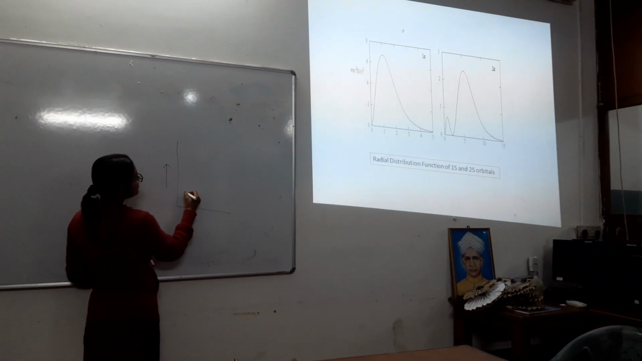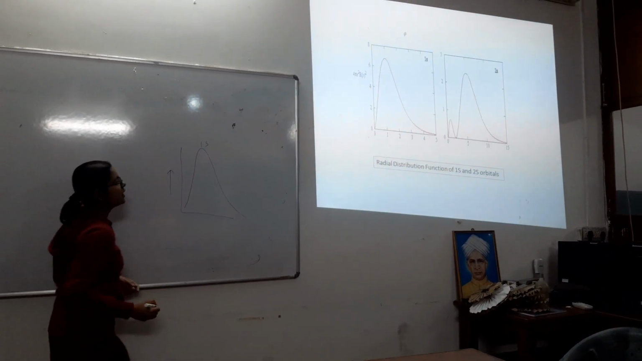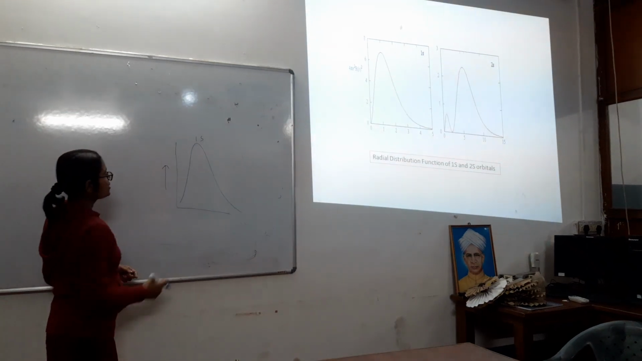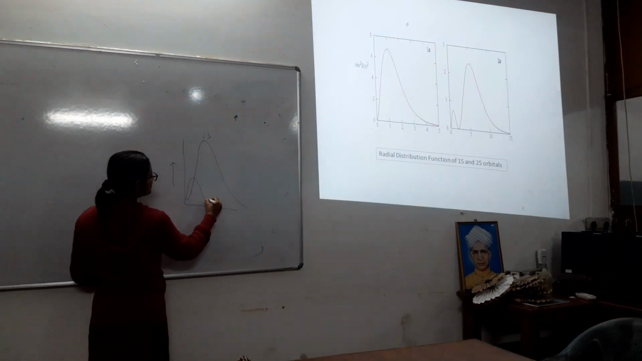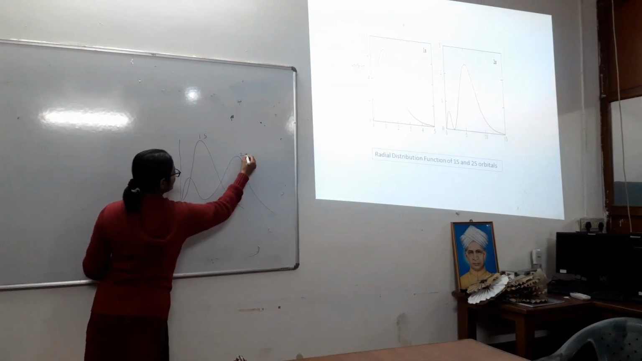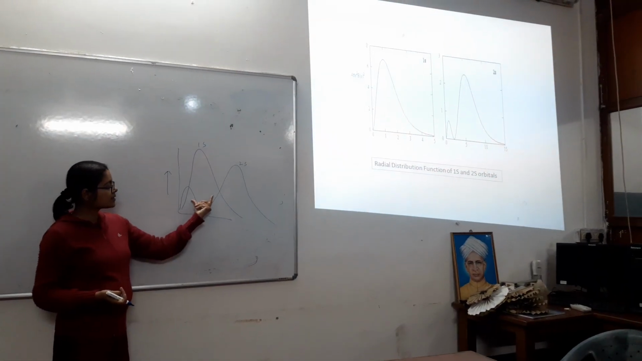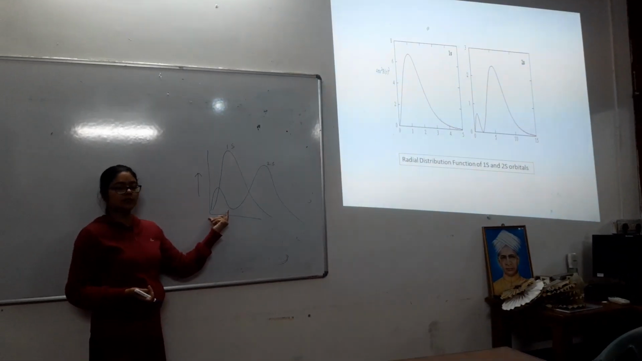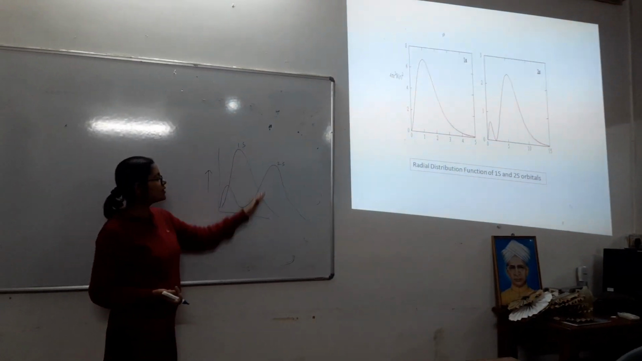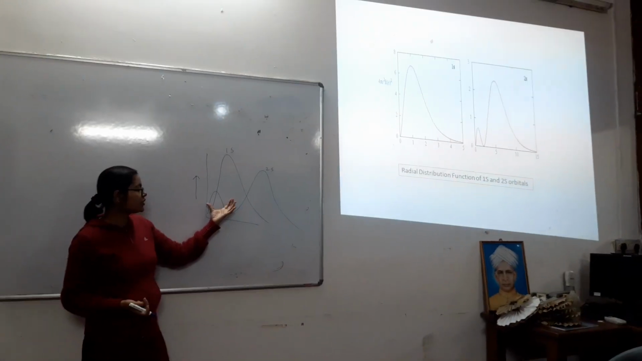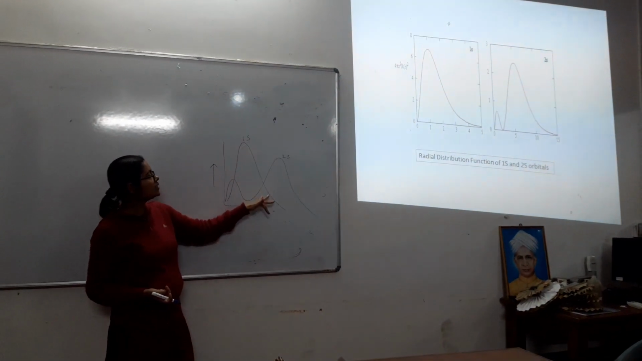So this is for the 1s orbital. And this is for the 2s orbital. Now if I plot this in the same figure, then it will be like this. This will be for the 2s orbital. So we can see some of the electron density is in the 1s orbital. If you plot both here, the radial distribution function of 1s and 2s, we can see some of the electron density is in the 1s orbital.